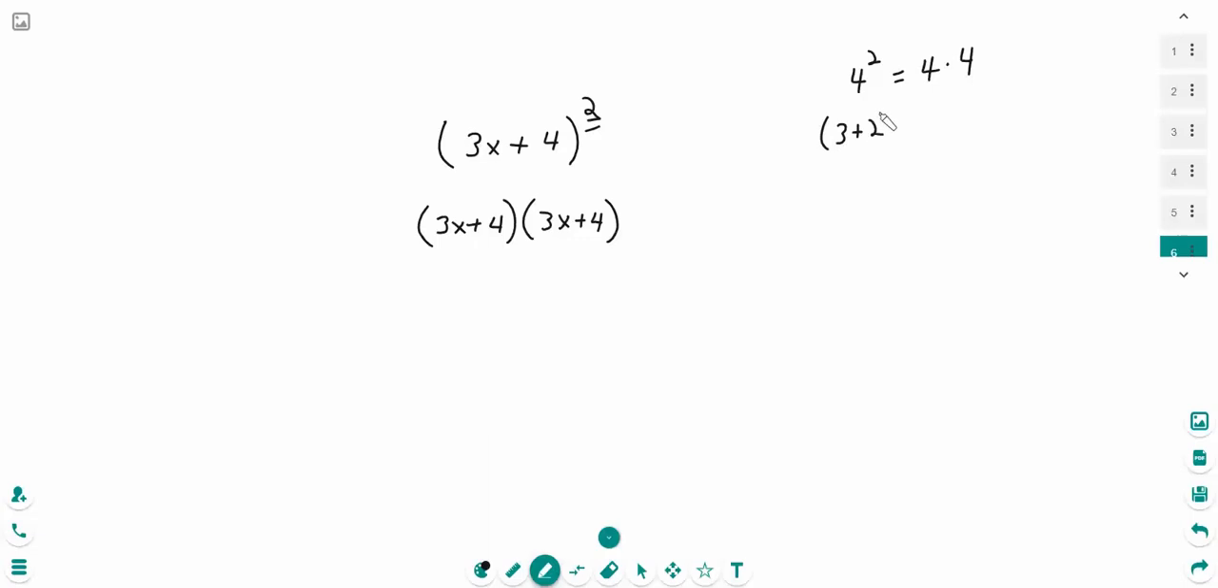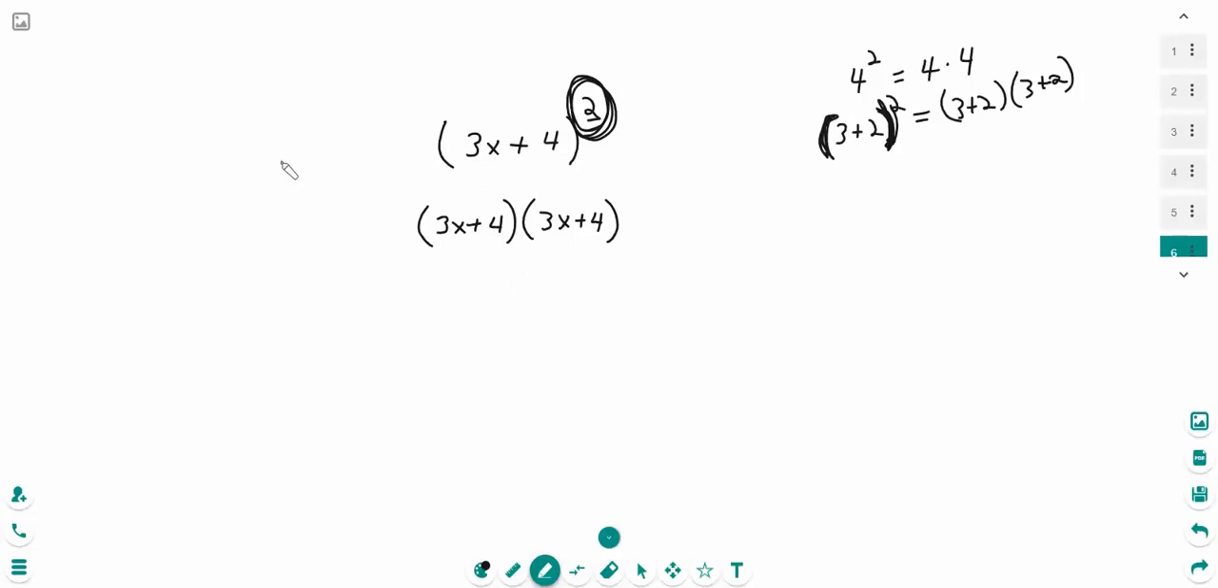So if I have 3 plus 2 inside of parentheses and I'm squaring it, well, that would be 3 plus 2 times 3 plus 2. You're just squaring this whole set of parentheses. Everything that's inside these parentheses needs to be multiplied by itself, okay? So when you see a set of parentheses raised to a power, it just means everything in that set of parentheses, that whole bucket, is being multiplied by itself, however many times we have the power up here, okay? So 3x plus 4 squared means 3x plus 4 times 3x plus 4.